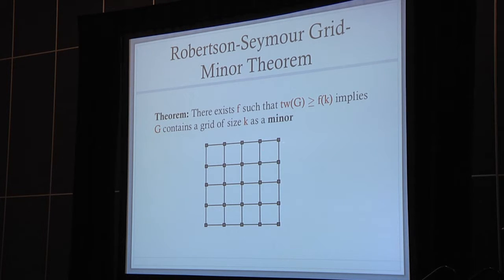So what is it saying? That if the tree width of the graph is sufficiently large, some function of k, if the tree width of the graph is greater than f of k, then G contains a grid of size k as a minor. I didn't define what a minor is, but don't worry about that. We know that grids have a large tree width. We saw that. What their result is saying is the converse: if the graph has large tree width, then it does have a grid as a minor.